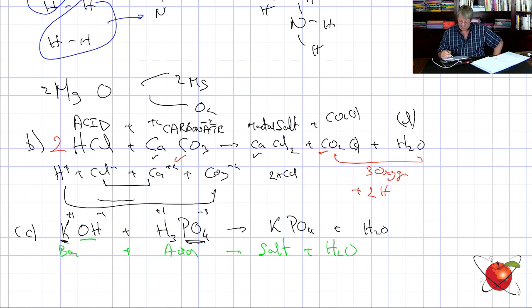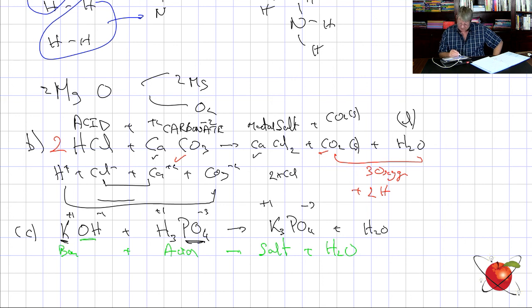So what do we do next? Well, K and PO4, I've got to balance. That's got to be K3PO4. Why? Because PO4 is -3 and K on its own is +1. Therefore, it's K3PO4.